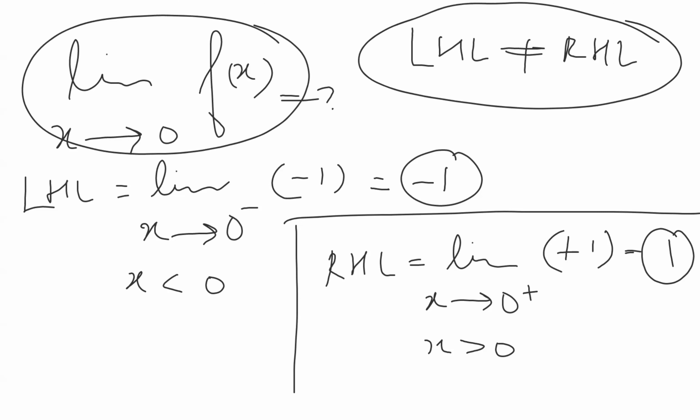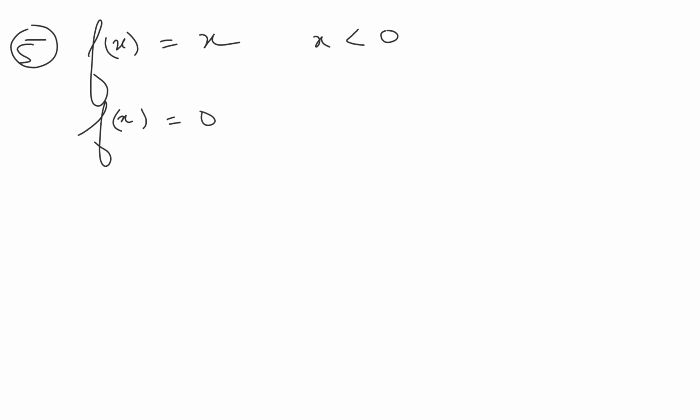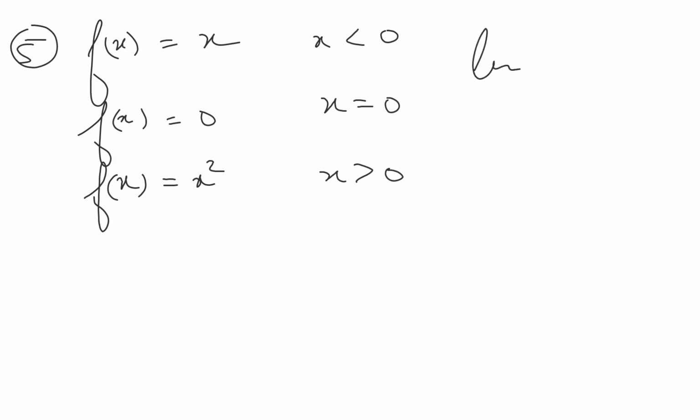Let us go to question number 5. F of x is equal to x when x is less than 0, f of x is equal to 0 when x is equal to 0, and f of x is equal to x square when x is greater than 0. They are asking you the limit as x approaches 0 of f of x.